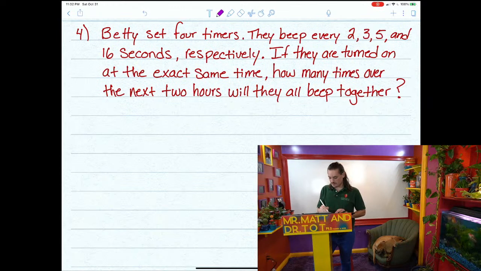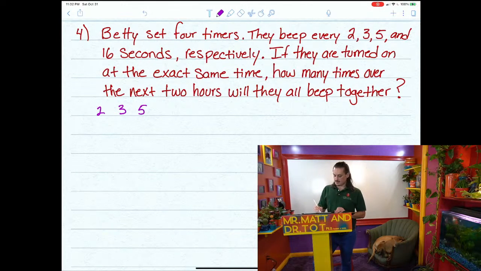So I'm going to first factorize all of my rates in order to find the LCM. So I have 2, 3, 5, and 16. Notice that 2, 3, and 5 are all prime, so we just circle them. We can't break them down any further. 16 can be broken down into 4 times 4, both of which can be broken down into 2 times 2.